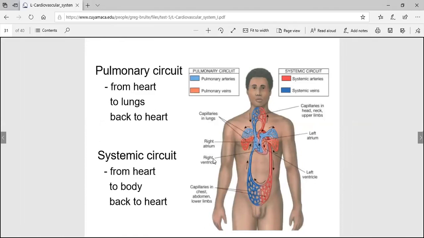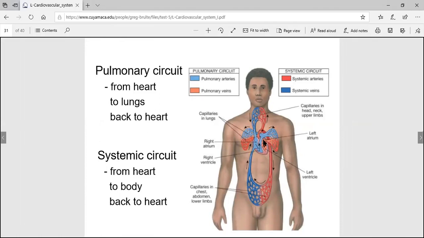So this is showing you pulmonary circuit versus systemic circuit. They didn't draw all the blood vessels in the arms and the legs, I guess they're just saving space here. But look at the right side of the heart. Here comes blood from the body in from the superior and inferior vena cava. It's going into the right atrium, right ventricle. Then it's going to the lungs to get oxygenated.